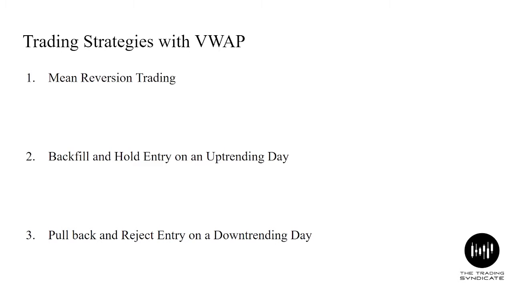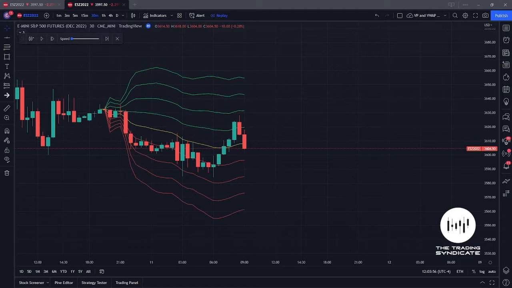In this video, we'll be discussing a mean reversion trading example using the VWAP indicator as we trade the ES index for our futures trading accounts. This example took place on Tuesday, October 11th.